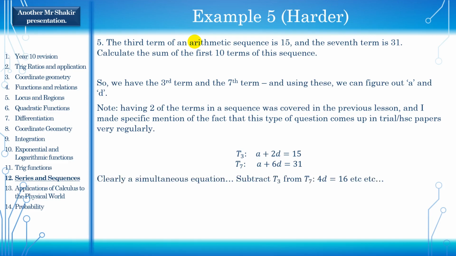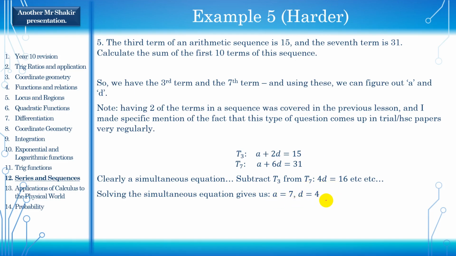Alright, so the third term is that, seventh term is that. That is a simultaneous equation, exactly the same as the last lesson. We subtract t7 minus t3, the a's will disappear, you get 4d, because you do that minus that, a disappears. 31 minus 15 is 16, so 4d is 16, and we solve for d. And if you solve that simultaneous equation, you get a is equal to 7, d is equal to 4.